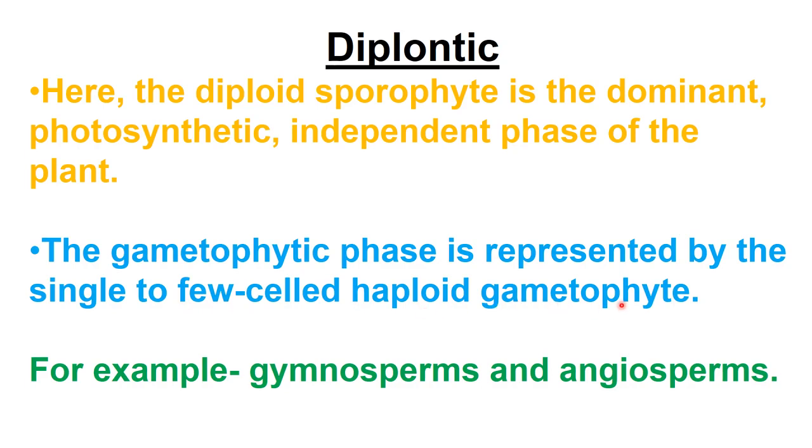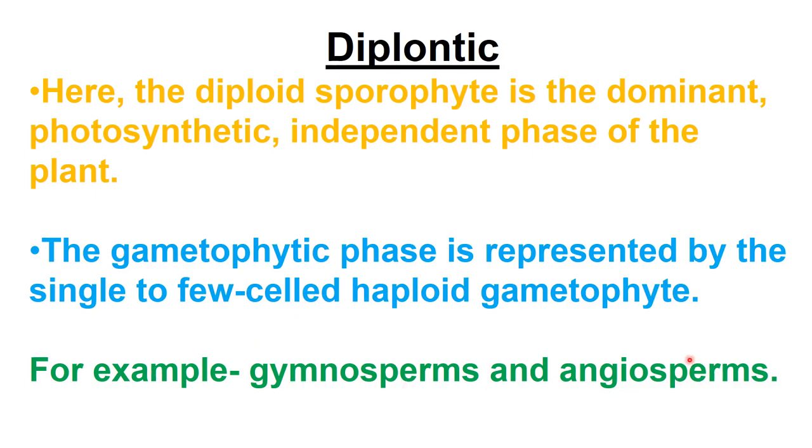So it is just opposite of the haplontic life cycle. Here gametophytic phase is represented by a single or by a few cells, very few in number. So a few cells representing haploid gametophyte here, right? And which is the dominant phase? Sporophyte is the dominant phase. And examples of such plants are all the gymnosperms and angiosperms.